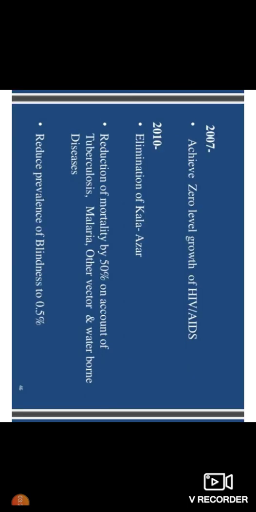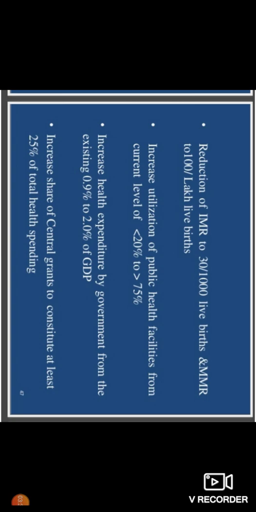Decentralization is beginning. By 2007, the target was zero-level growth of HIV and AIDS. By 2010, elimination of Kala-Azar and a 50% reduction in mortality from TB, malaria, other vector-borne and waterborne diseases. Then reduce the prevalence of blindness to 0.5%. Reduce the infant mortality rate to 30/1000 and the maternal mortality rate, MMR, to 100/1 lakh. Please note 100/1 lakh. Increase utilization of public health facilities.